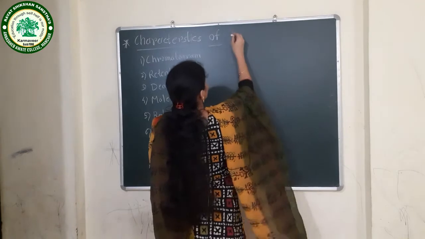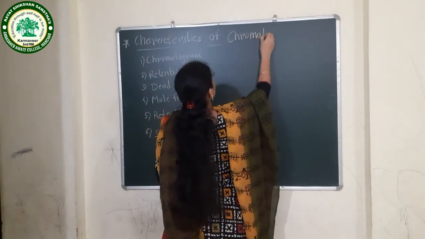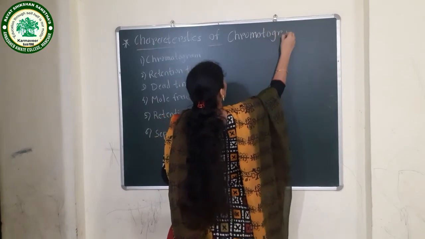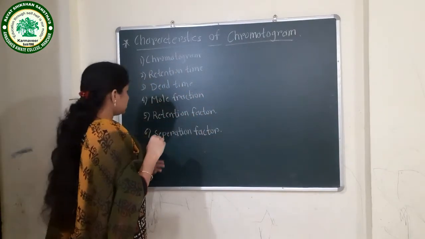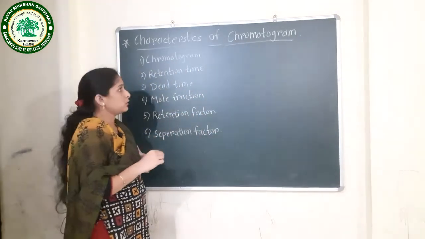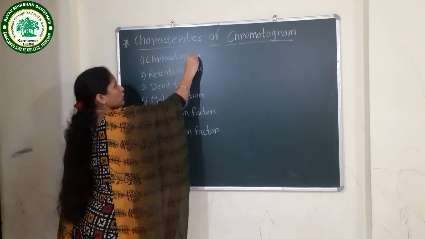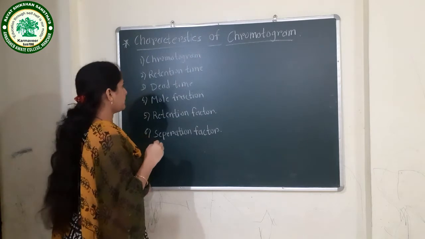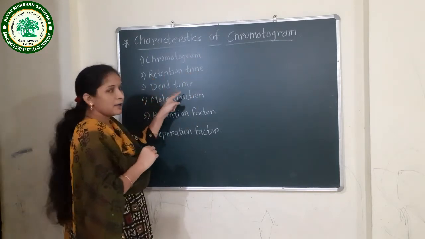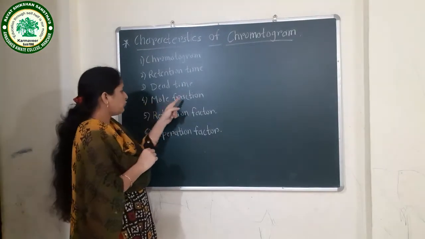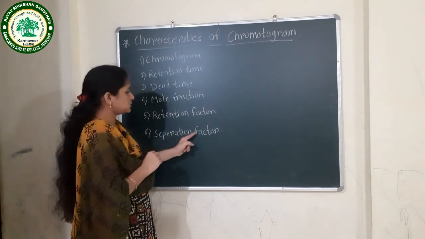Now we will start with the characteristics of chromatogram. Now what are these characteristics? There are 6 characteristics of chromatogram. First, we will study what the chromatogram is and how we obtain it. Then we will study the retention time. Then the next factor is the dead time. Then mole fraction. The fifth factor is the retention factor, and the sixth is the separation factor.